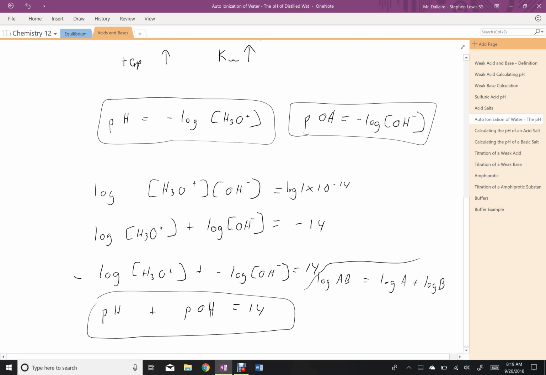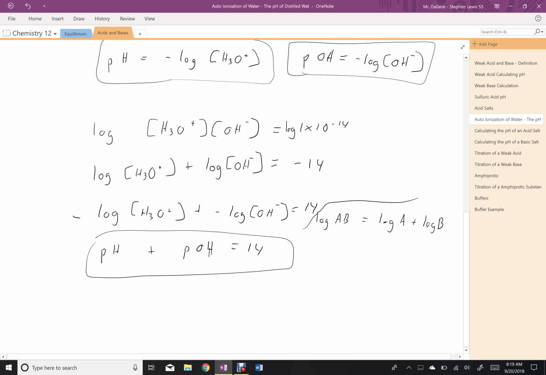And exploiting that with a little bit of mathematics, we can come up with our equation pH plus pOH equals 14, which we use if we want to calculate the pH of a base, where we will calculate the pOH first and then use this expression to determine the actual pH of the base.